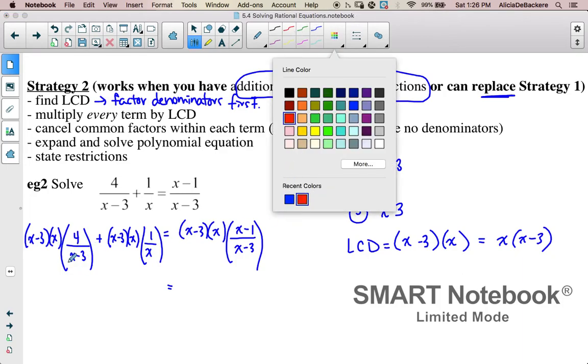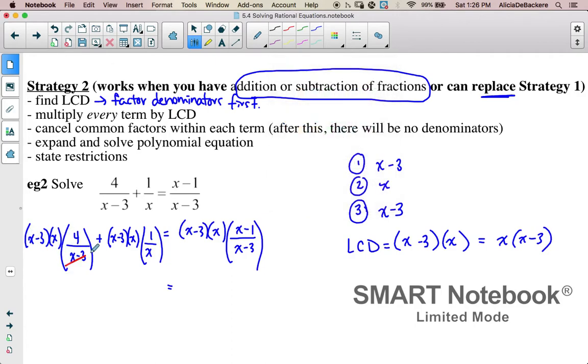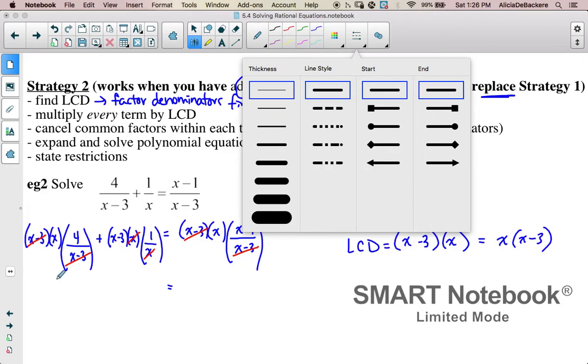So I'm looking at that denominator, and there should be a common factor for me to cancel in my lowest common denominator. That's going to cancel away. And then I move to my second one. Look at the denominator x, and there should be one to cancel. If there isn't, then you chose your lowest common denominator wrong. And now all my denominators are gone. And I can just write what's left.